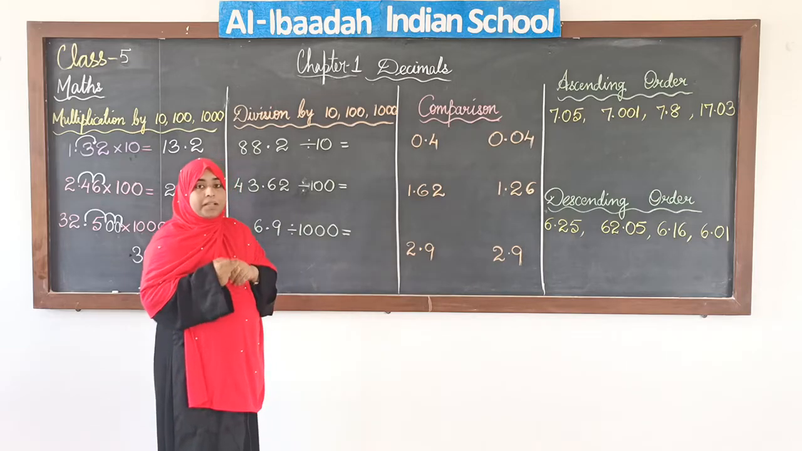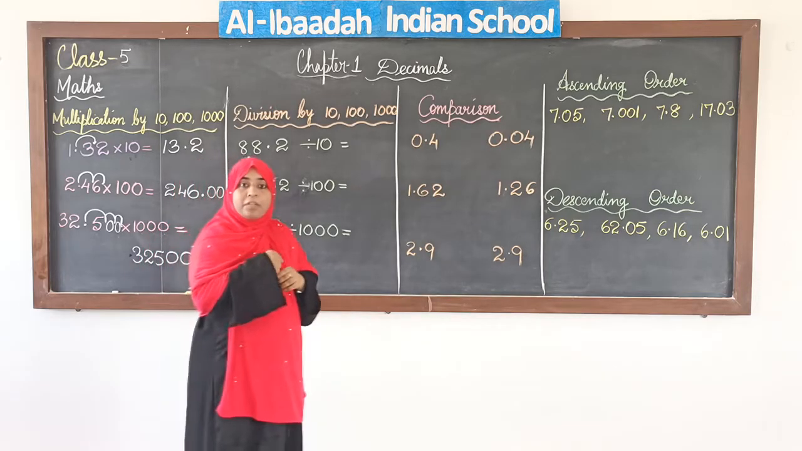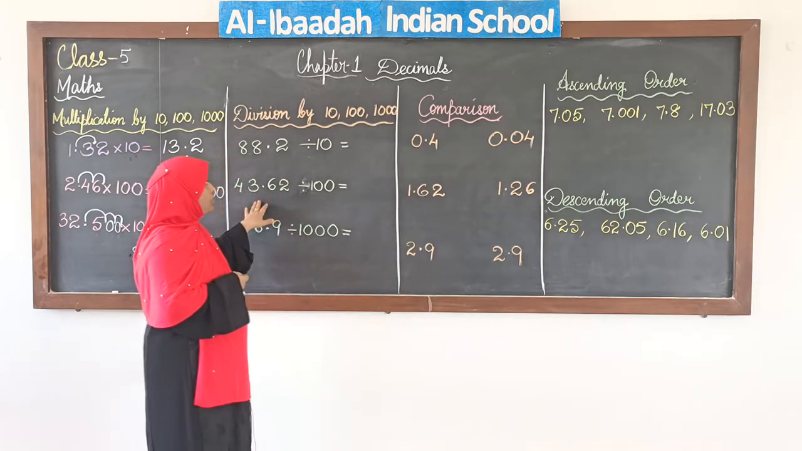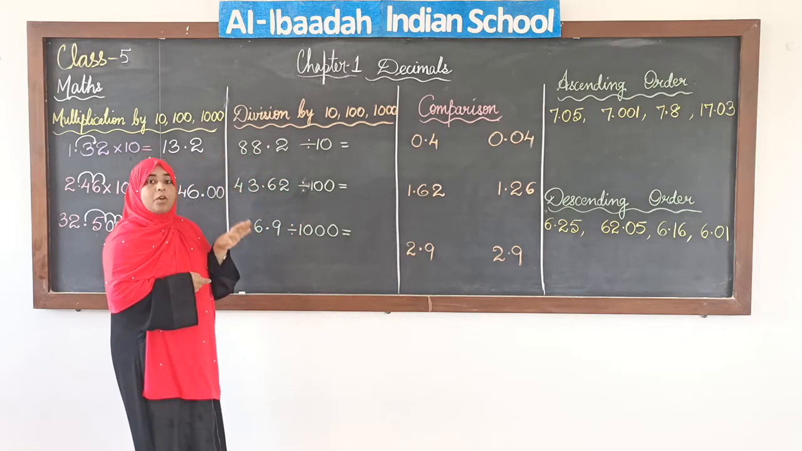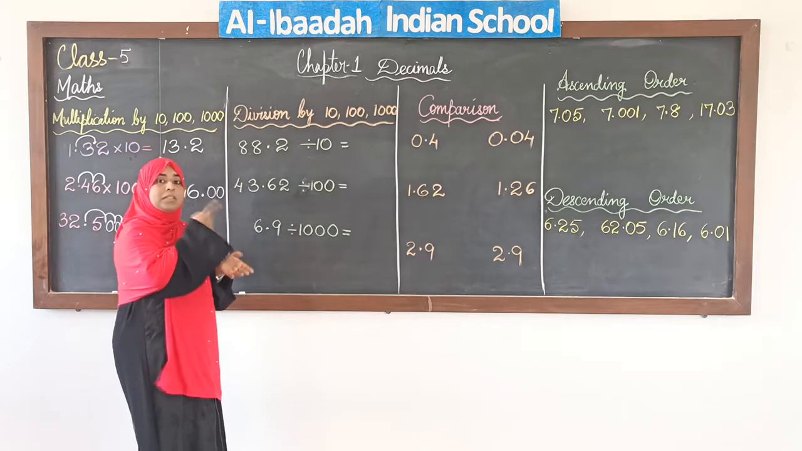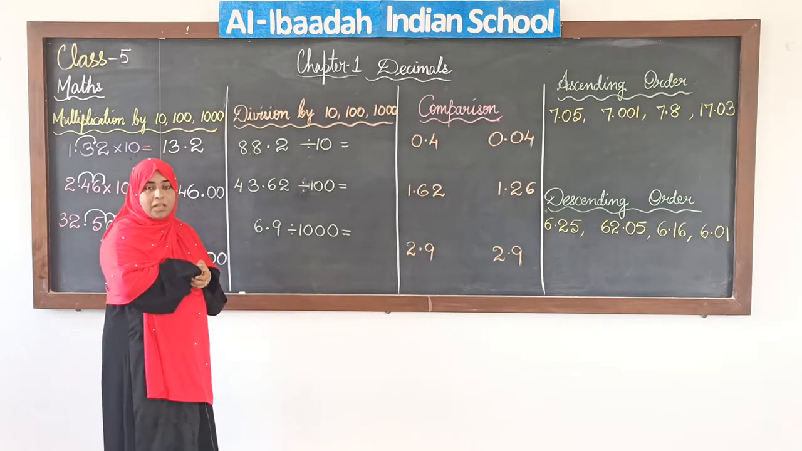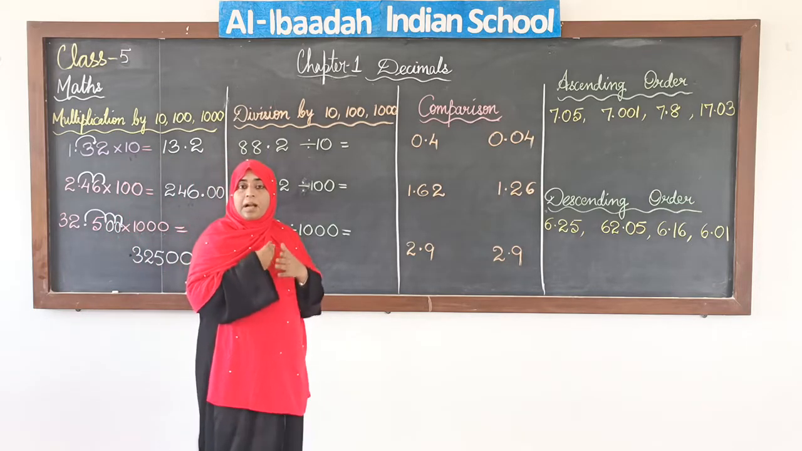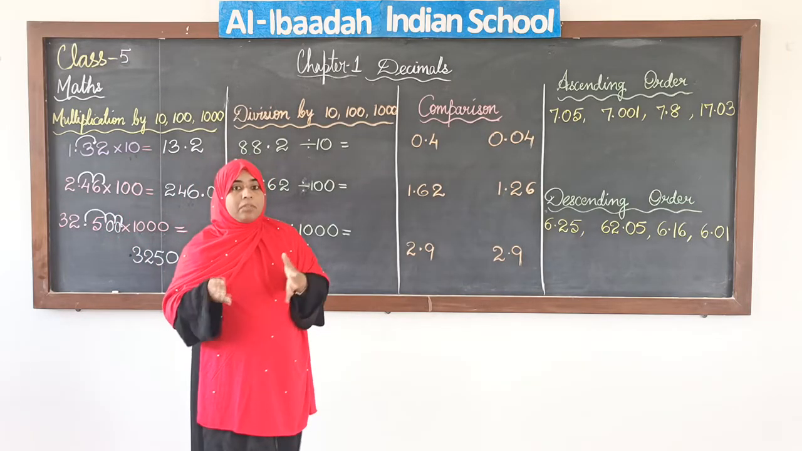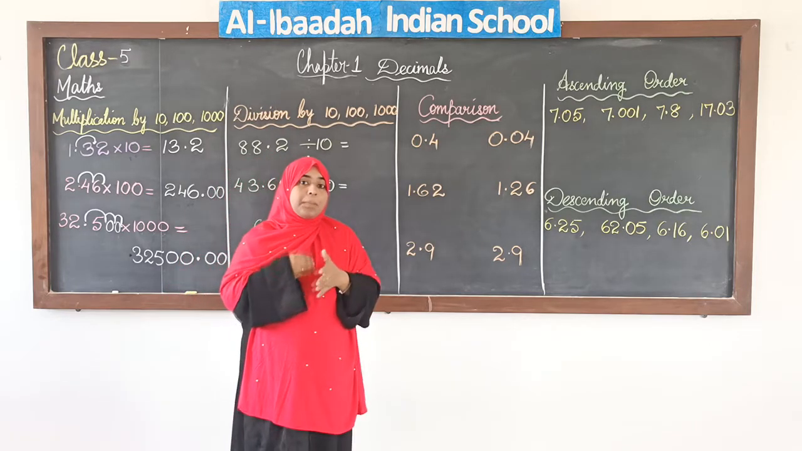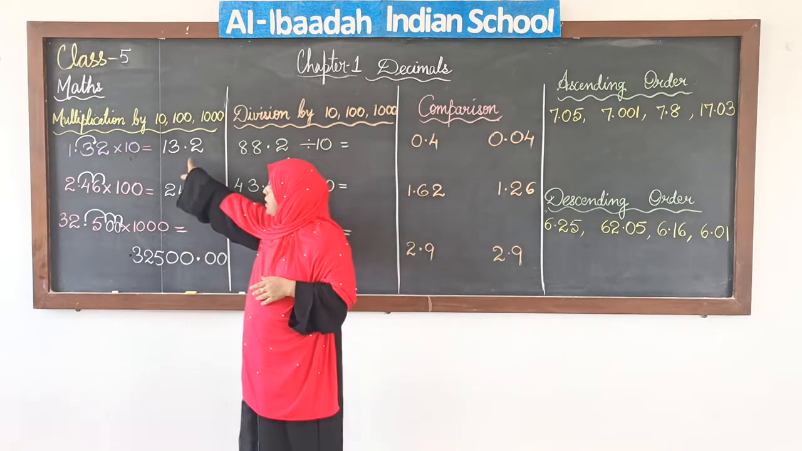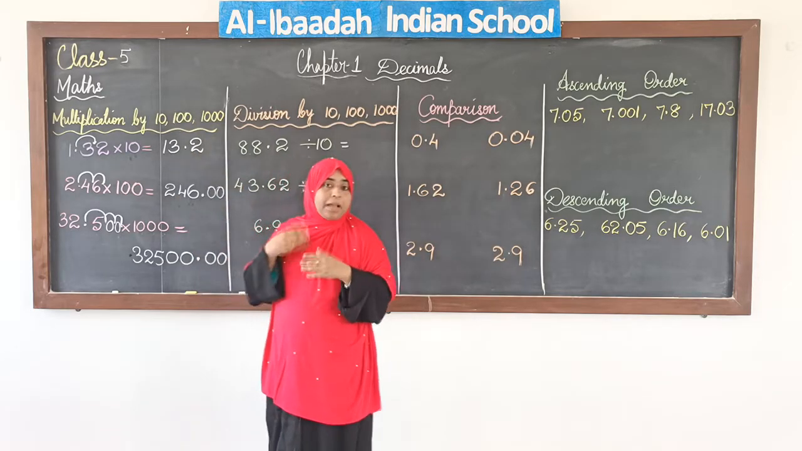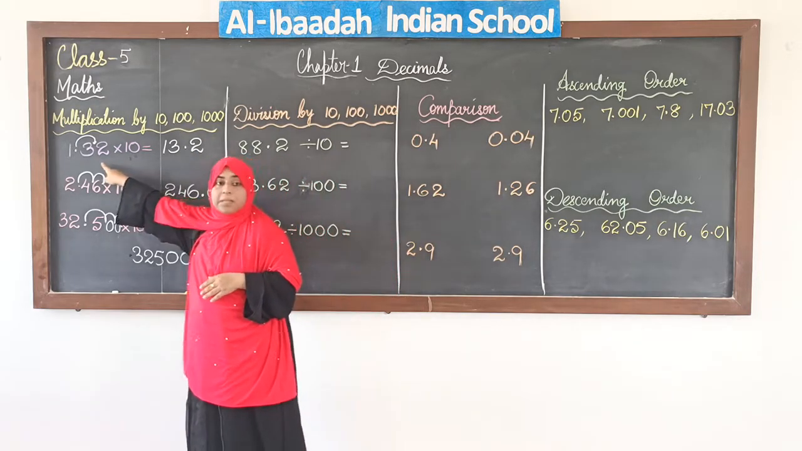When we multiply, the decimal point will shift to the right side. Now, when we do division, the method is the same, only the point will shift towards the left side. See, when we multiply, the number increases. The product that we get, the answer that we get, will be more in value. You can see here that the answers we have got are more in value compared to the number that we had.